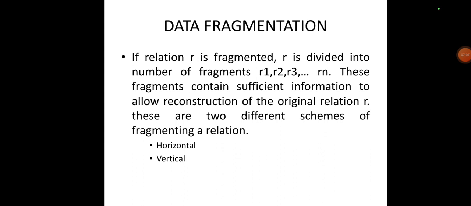Another one, data fragmentation. If a relation R is fragmented, R is divided into a number of fragments R1, R2, up to Rn. These fragments contain sufficient information to allow reconstruction of the original relation R. There are two different schemes for fragmenting a relation: horizontal fragmentation and vertical fragmentation. Horizontal fragmentation splits the relation by assigning each tuple of R to one or more fragments. Vertical fragmentation splits the relation by decomposing the schema of relation R.